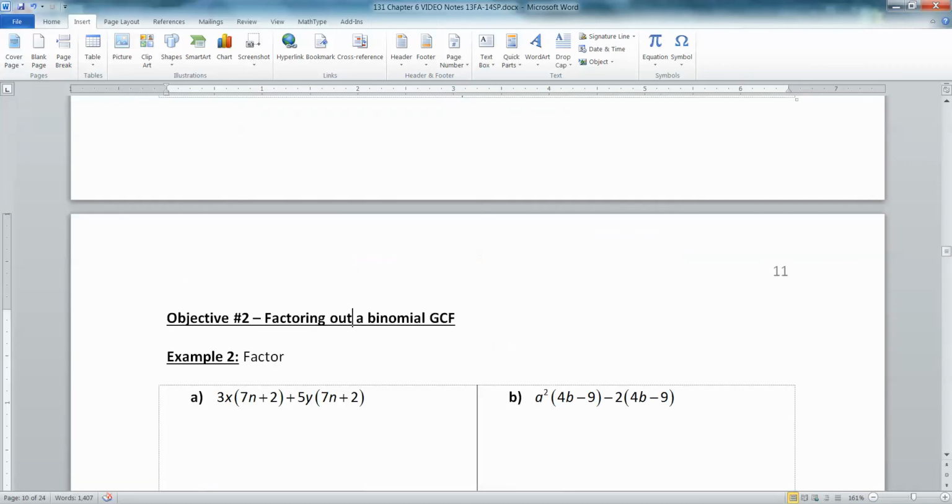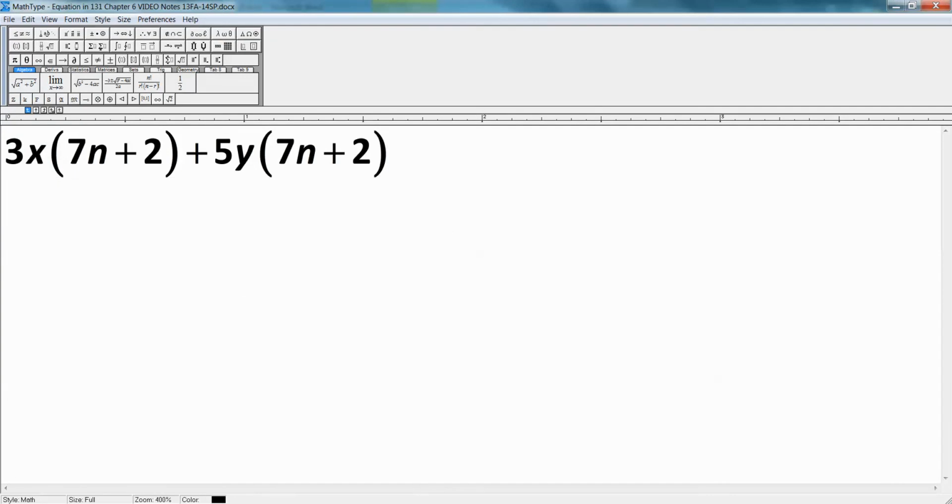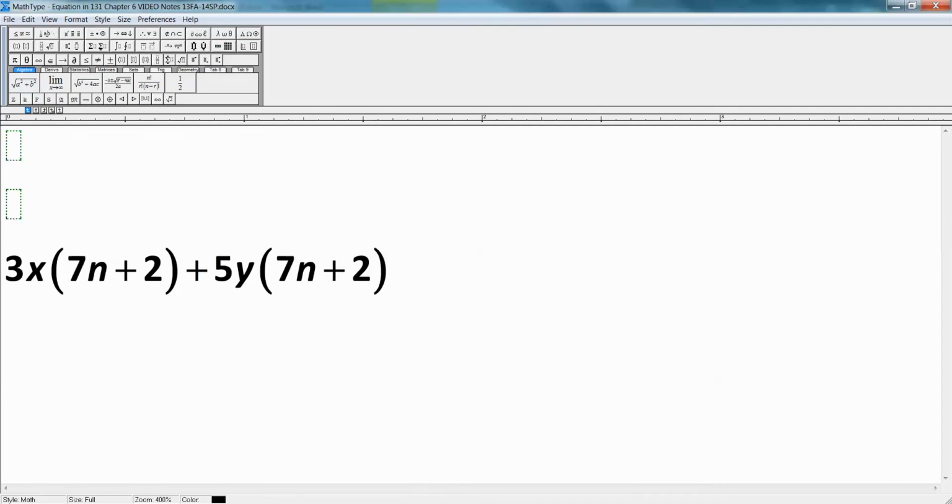All right, so now what about factoring out a binomial GCF? So let me type this up. Hold on. Okay, there we go. So let me just back up a second. If it was 3x times thingamabobber plus 5y times thingamabobber, you would say, oh, hey, they both have that thingamabobber in common, so I could just take whatever that is out, and that'll leave me 3x plus 5y, right?